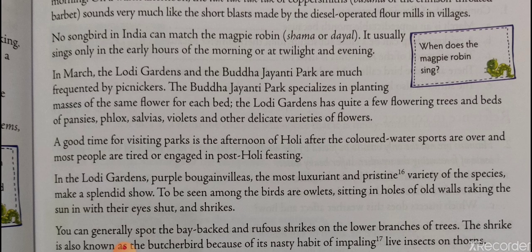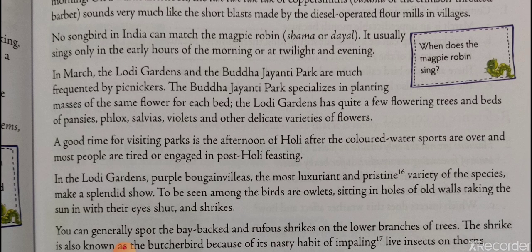In March, the Lodi Gardens and the Buddha Jayanti Park are much frequented by picnickers. The Buddha Jayanti Park specializes in planting masses of the same flower in each bed. The Lodi Gardens has quite a few flowering trees and beds of pansies, phlox, salvias, violets, and other delicate varieties of society.